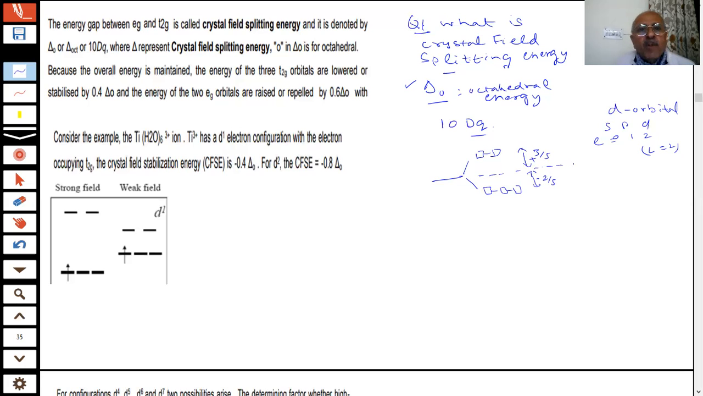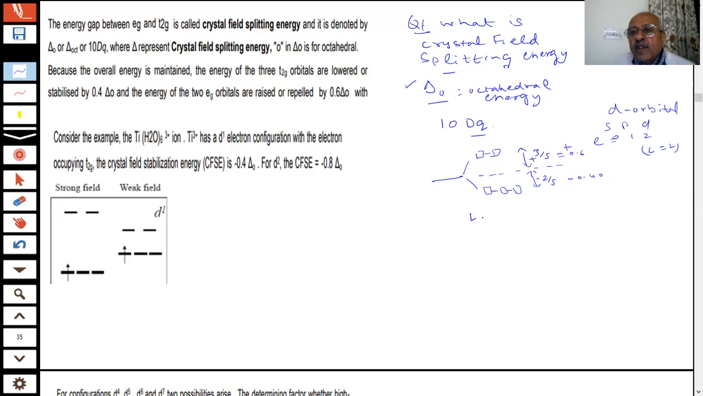Now, what we have said in the book is the bary point or zero point. So overall energy is maintained. The energy of t2g is lowered or stabilized by 0.40 delta o, and the energy of eg is raised by 0.60 delta o. How much is this coming? 0.60. And how much is it going? Minus 0.40.